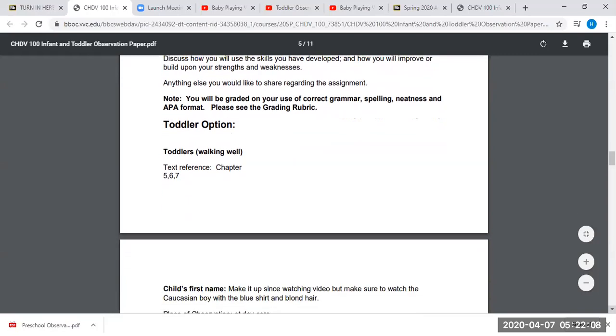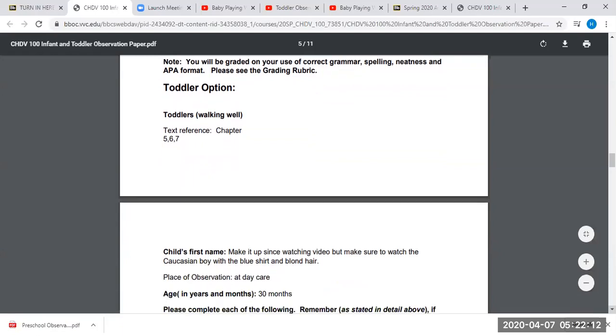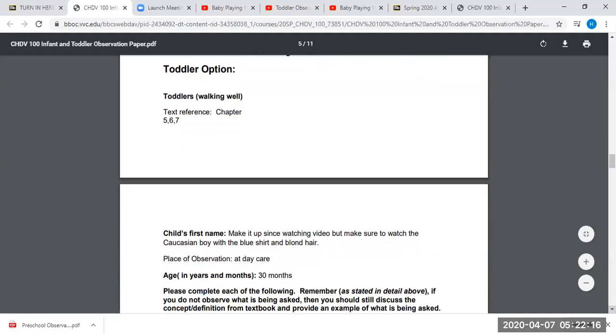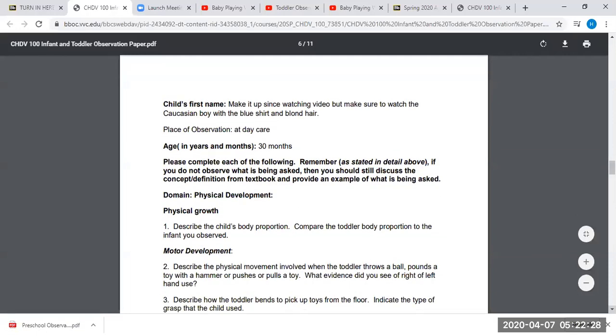So let's now address the toddler one. For the toddler one, I do provide a video for you guys again. You're going to be looking at chapters 5, 6, and 7. You're going to make up the child's name because I don't know his name. You need to focus on the Caucasian boy that's in the blue shirt, and he has blonde hair. This is located at the child's daycare.